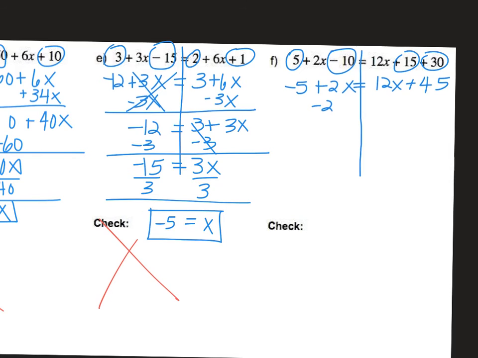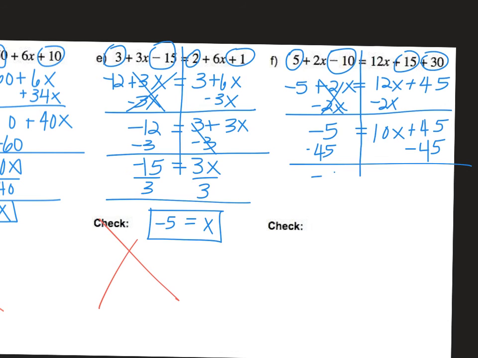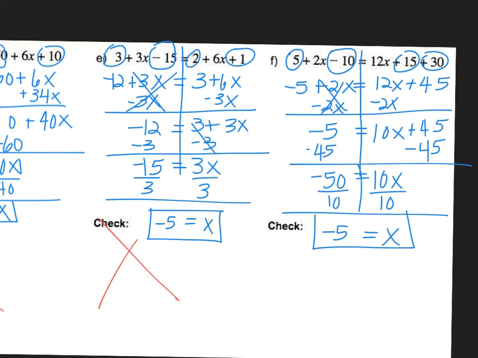Let's get rid of the plus 2x by minusing 2x from both sides. That'll leave us with negative 5 equals 10x plus 45. Now we're trying to get x by itself, so let's get rid of the plus 45 by minusing 45. So now we have negative 50 equals 10x. To get rid of times 10, let's divide by 10. Negative 50 divided by 10 is negative 5, another negative 5.